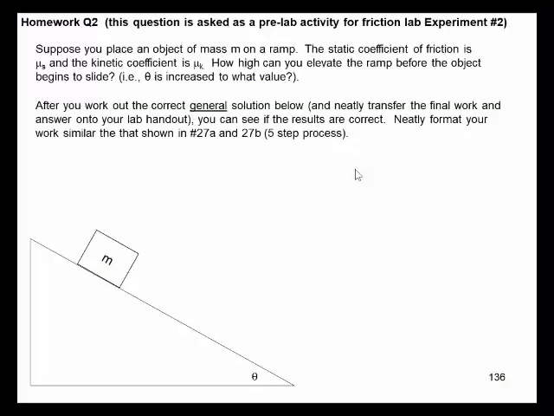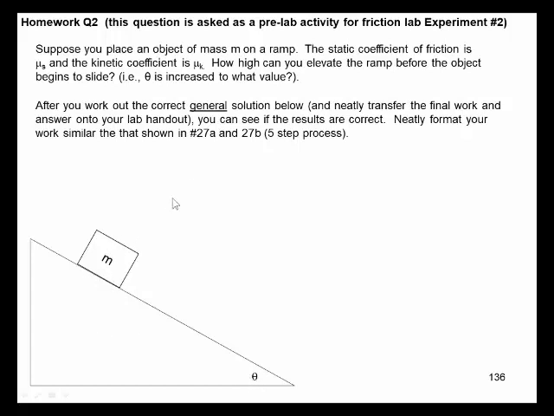A second homework assignment is this, and this is actually a question directly out of your friction lab. It's for experiment number 2. This is a pre-lab activity you have to do. You have to do an analysis of the situation, predict what will happen, and then we'll actually test it. So we have an object sitting on a ramp, and what if we were to increase the angle to increase the height of the object?